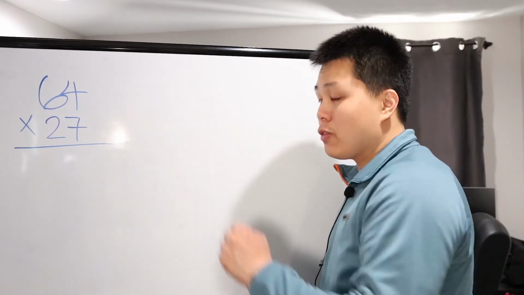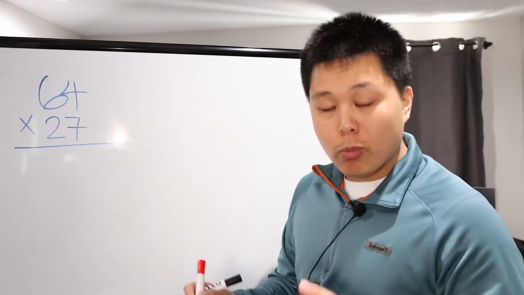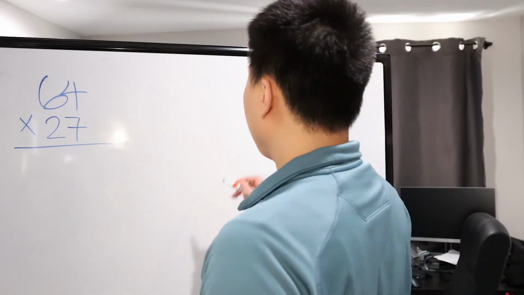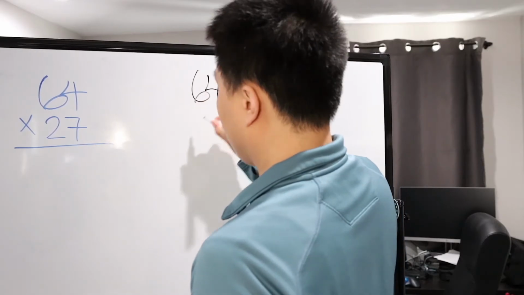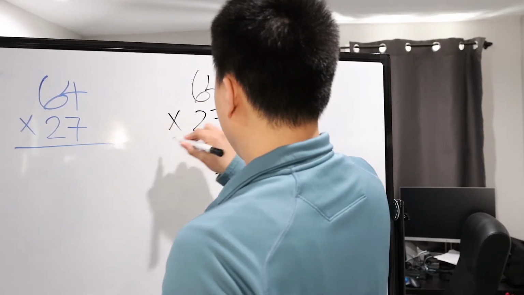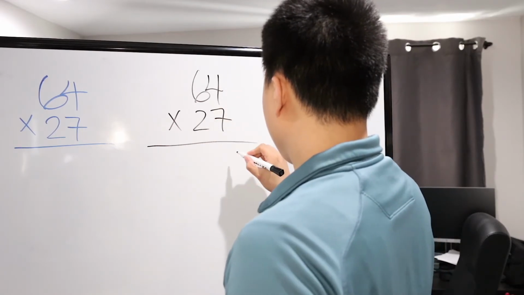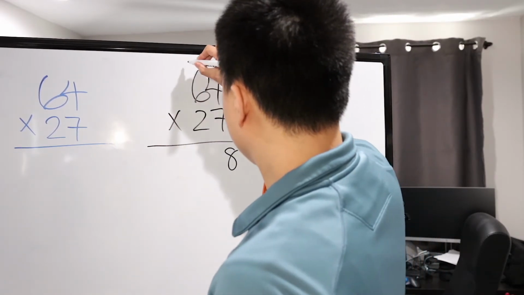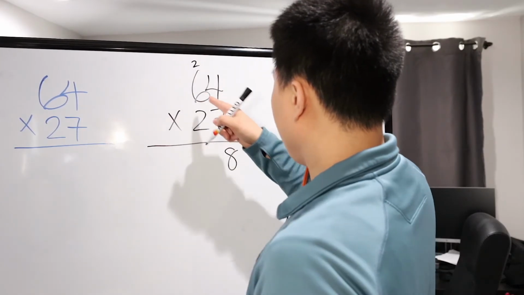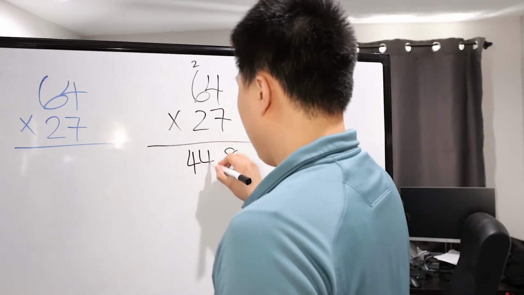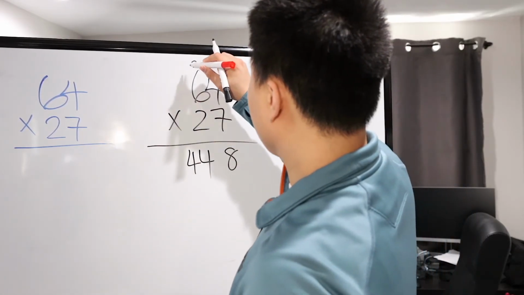All right, so we're going to solve this problem again, this time with the more procedural method, the one that you would normally learn in school. So let's rewrite this problem very quickly. We have 64 times 27. Once again, we're going to focus on the ones and multiply it all out. So 4 times 7 is 28. So we have 8 right here, and the 2 is going to be right here. And then we have 6 times 7, which is 42, plus the 2 is 44. Let's cross this out so we don't get it confused.